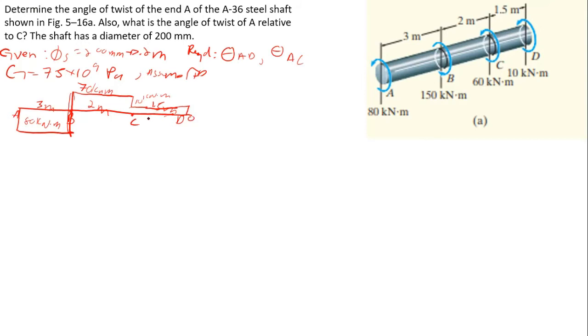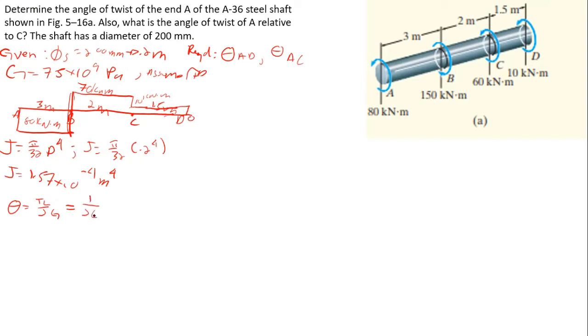So again, solid shaft ito. So first step natin, syempre, solve for J muna tayo para dire-diretso tayo pagdating doon sa formula natin. So J is equal to pi over 32 d to the fourth. So substitute lang tayo. So pi over 32, diameter natin 0.2, raised to 4. And J natin is 1.57 times 10 raised to negative 4 meters raised to the fourth. And then yung angle of twist equation natin, TL over JG. And again, pwede natin itong i-rewrite kasi nga isa lang naman yung G na material natin. Pwede natin itong i-rewrite na equal sa 1 over JG times summation of TL.